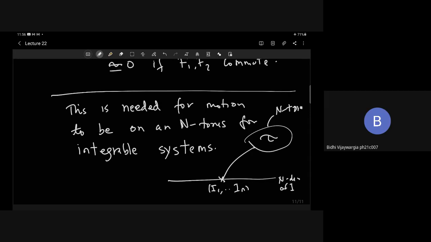And how is I defined like that? I don't know how to do it in general. You go case by case. That's what I said, integrable systems are rare. If you give me one, we can write it, we can do it. You can look up probably the Kepler problem. It will be given somewhere.